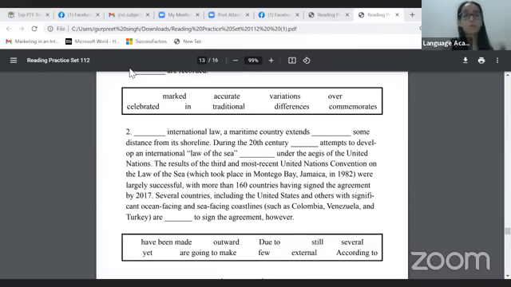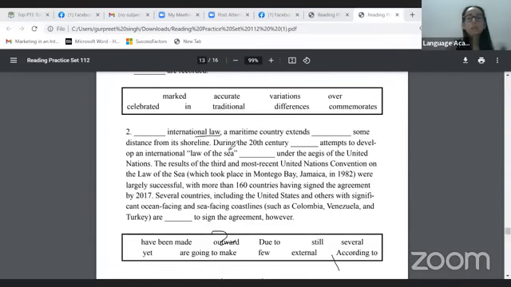Very good. All correct answers. Well done. So when we refer to something, we always use as per or according to. So we have according to here, according to the law, a maritime country extends dash some distance from its shoreline. So extension is outward from the shore. Shore means the coastline. So you have selected outward only.